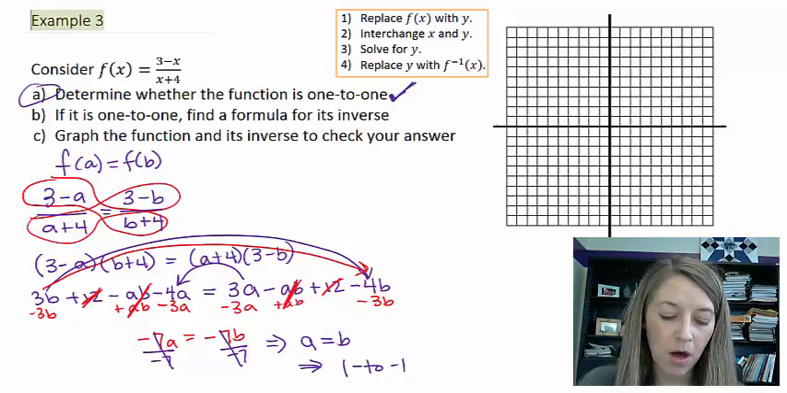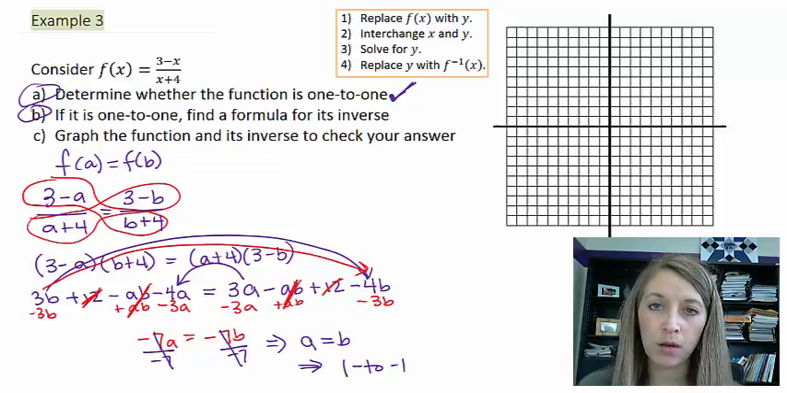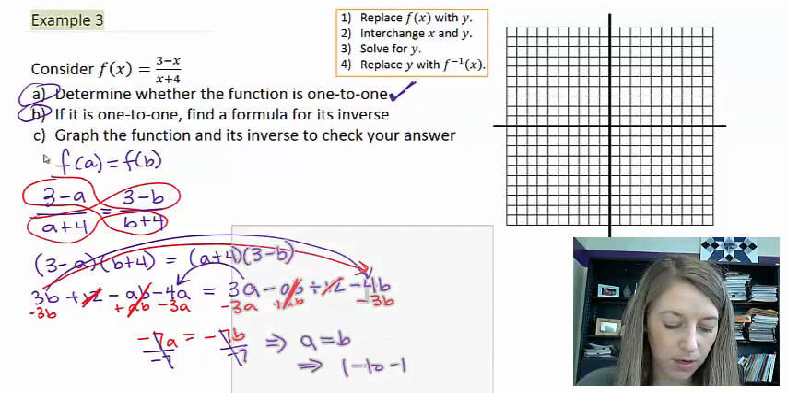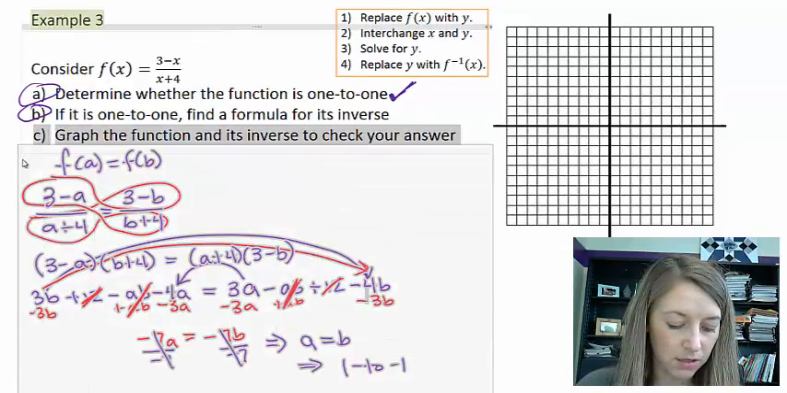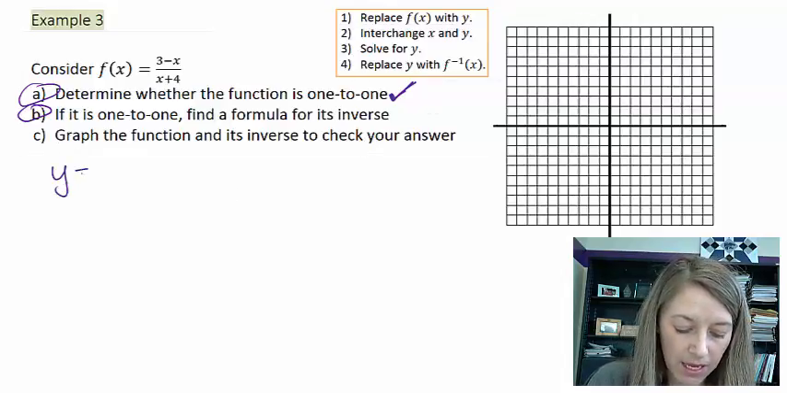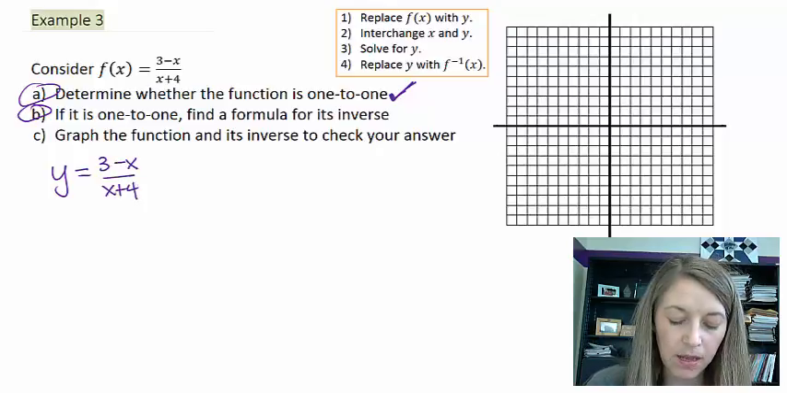Okay, now I'm on to step B. I want to show that if this function is 1-to-1, which it is, then we need to find a formula for its inverse. So let me get rid of all of this here and do my 1-to-1 steps. So first I have y is equal to (3 minus x) over (x plus 4).